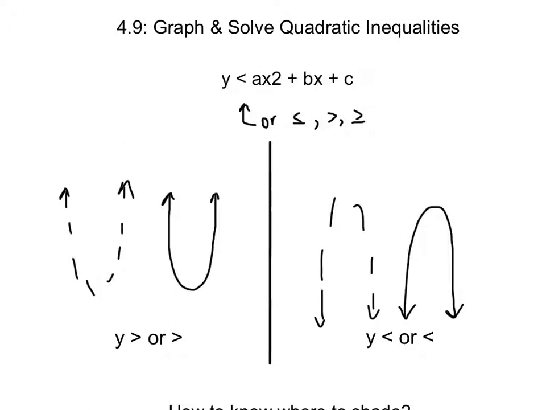Now, this isn't the whole graph. An actual graph will have an area that is shaded and an area that is unshaded, and I'm going to be explaining that next.